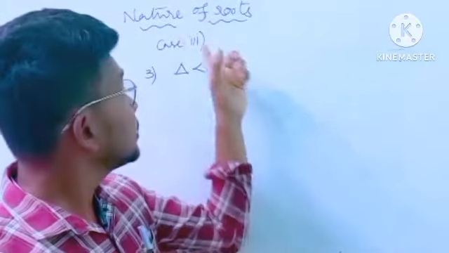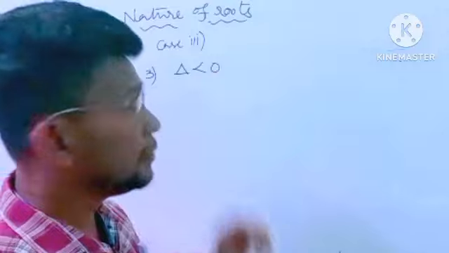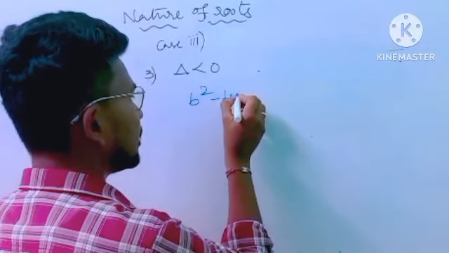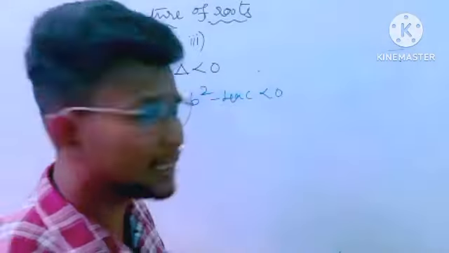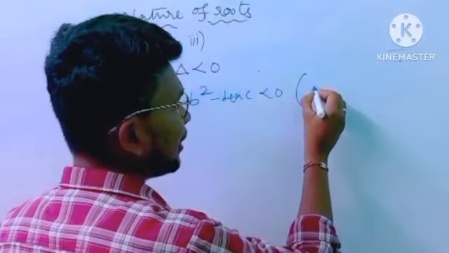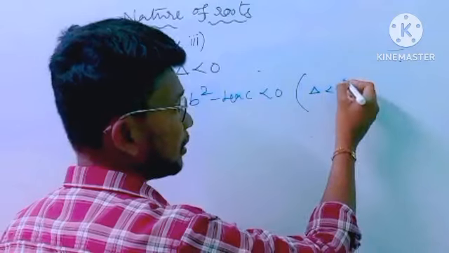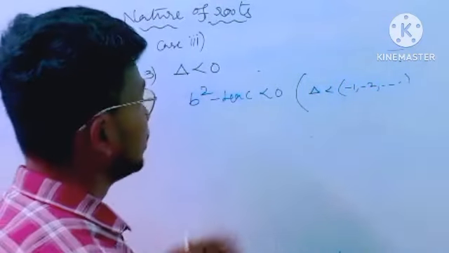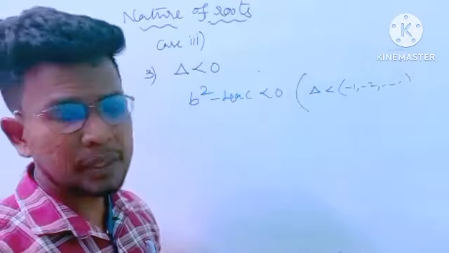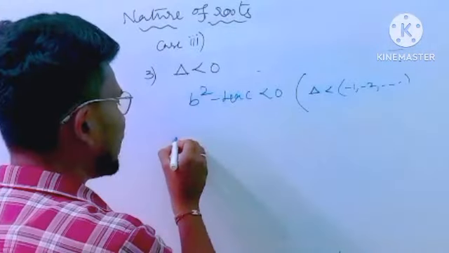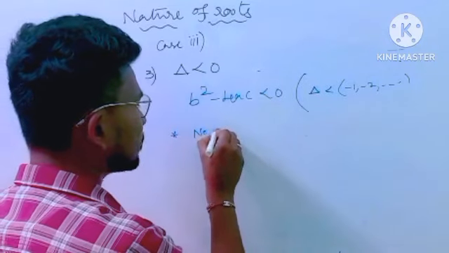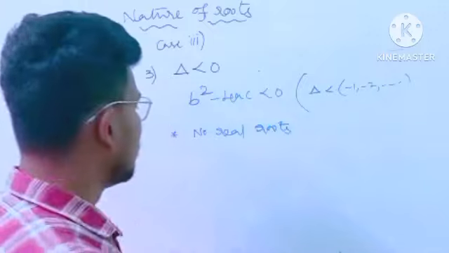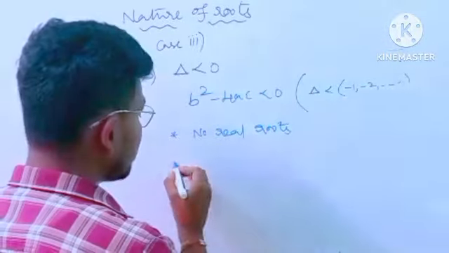Now in this nature of roots, the last case is delta value is less than 0. Delta value less than 0 means the discriminant value b square minus 4ac is less than 0, nothing but negative values, like minus 1, minus 2 and so on. If delta value is negative, it will have no real roots.